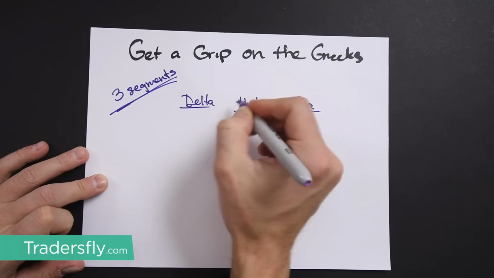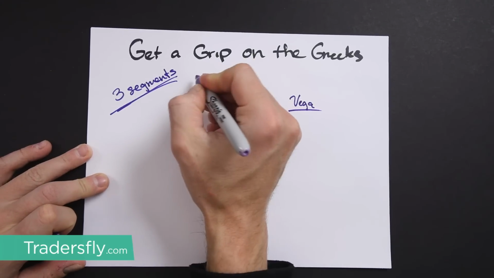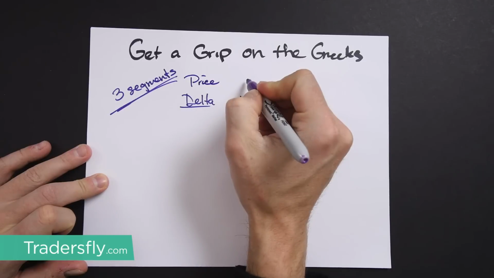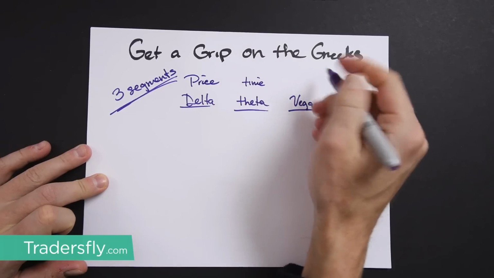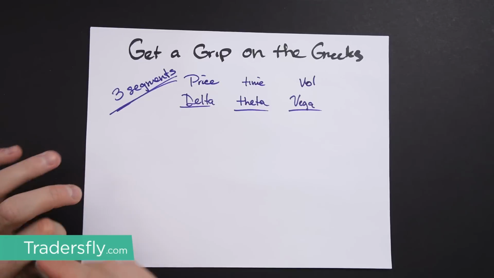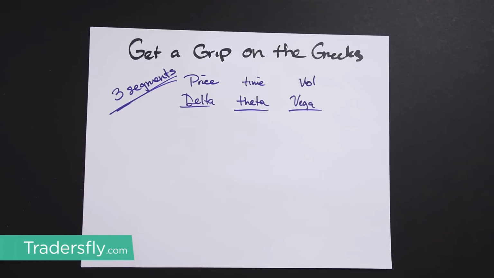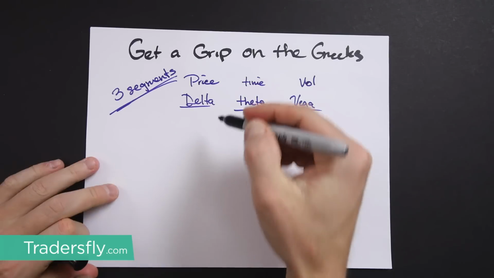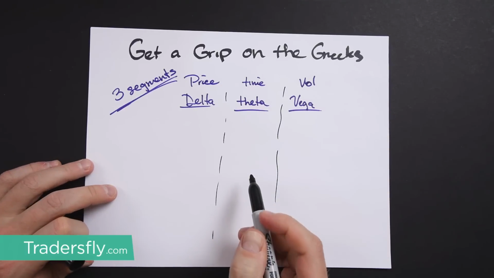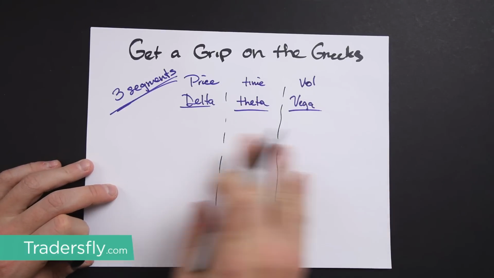So all of these are your risks. The delta is your price risk. The theta is your time risk. And the vega is your volatility risk. So those are all the risks that you have. Now, it's better to break these things apart, seeing that each of your positions is going to have all of these when it comes to an option.